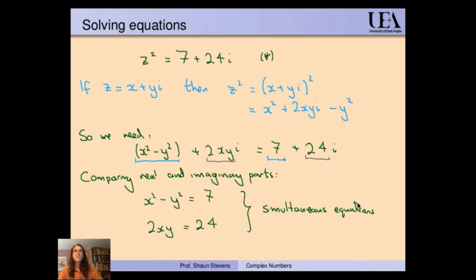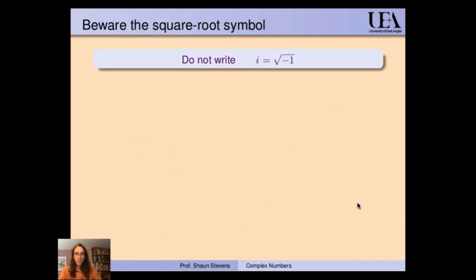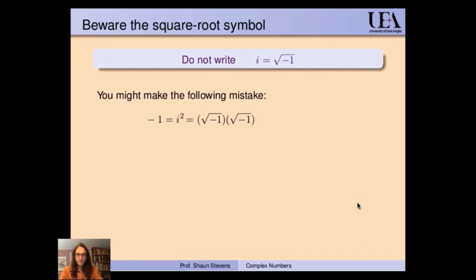Okay, so we could do lots of arithmetic. That's really great. One word of warning here with complex numbers. Beware the square root symbol, and in particular, don't ever write i is equal to the square root of minus 1. This is something that Cardano did in the 16th century. He was writing the square root of minus 15. He didn't really know what he was doing there, and he was lucky it worked out. So why not?